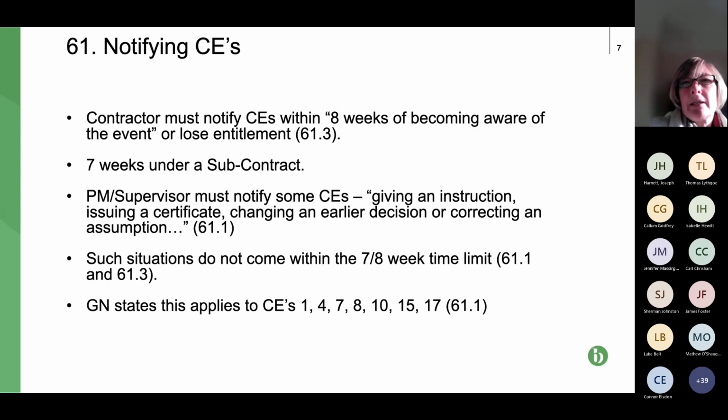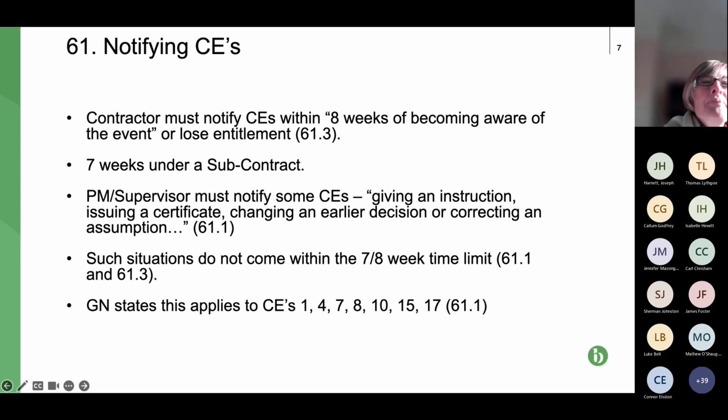Okay, so notifying. So we know this is this condition precedent, so really nasty clause that means that if you don't, as a contractor or subcontractor, notify the CE within the time limit, you've still got to do the work, but you don't get paid, you don't get any extra time. Under a subcontract, it's a 7-week period, but as I've said before, often the Z clauses reduce that further.